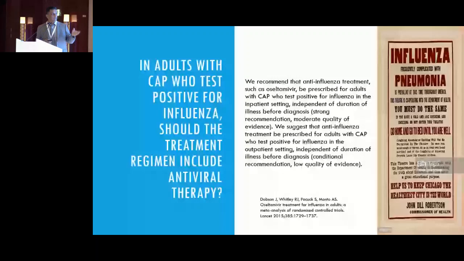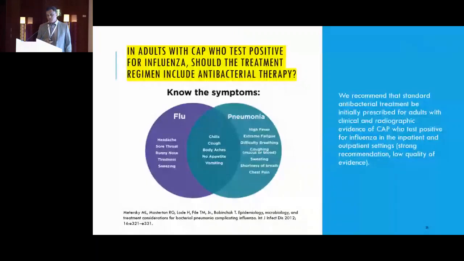And it's a strong recommendation. Even in outpatients, there's a conditional recommendation to give oseltamivir. Another question is, when you have influenza and pneumonia, whether to give antibiotics. Again, it's actually a strong recommendation, even though the evidence was low quality. The body was strong that you give antibiotics to begin with, and when the patient stabilizes, then you consider stopping the antibiotic in cases combined with influenza and bacterial pneumonia.